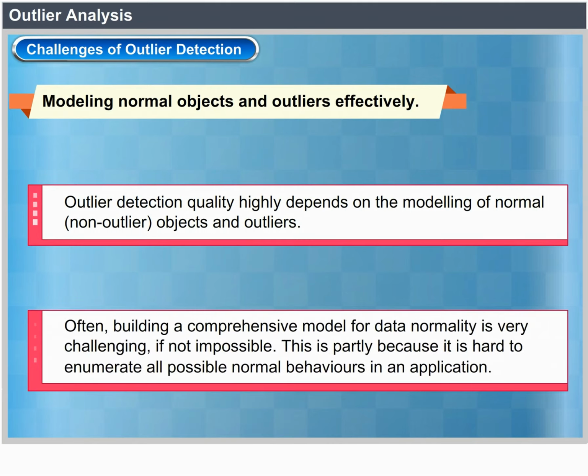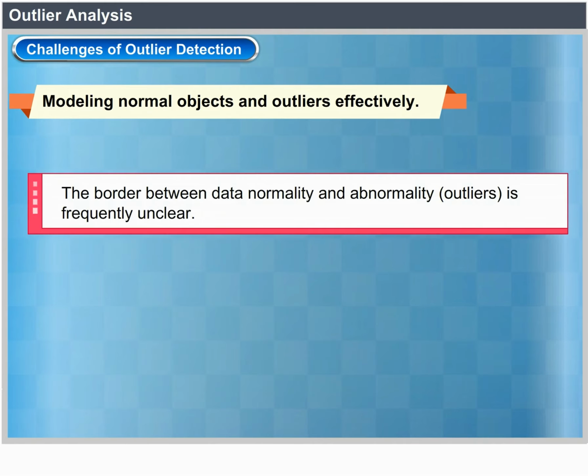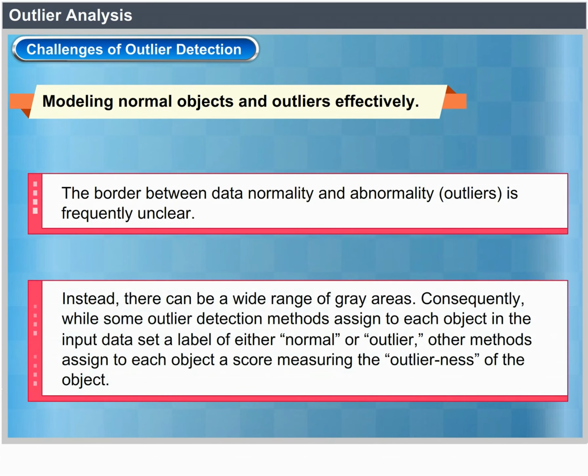This is partly because it is hard to enumerate all possible normal behaviors in an application. The border between data normality and abnormality, outliers, is often not clear-cut. Instead, there can be a wide range of gray area. Consequently, while some outlier detection methods assign to each object in the input dataset a label of either normal or outlier, other methods assign to each object a score measuring the outlierness of the object.